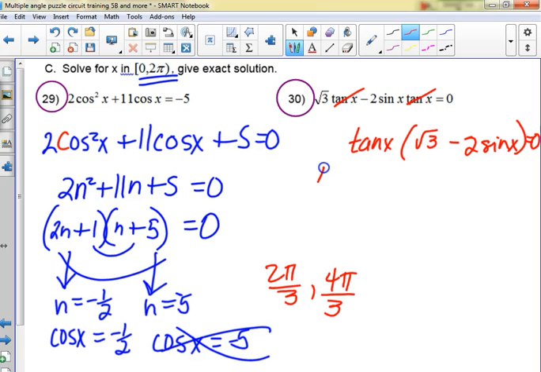Now we have equal to 0, so I can say the tangent is 0, or the square root of 3 minus 2 sine of x equals 0. Okay? The tangent is 0 when you have 0 over some number, y over x. So I'm looking for this. Where is there a 0 in the y spot?